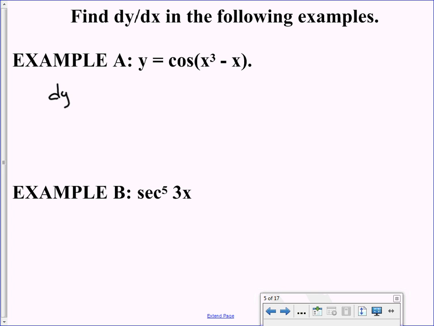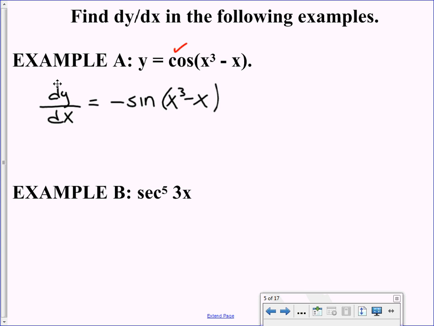So to take the derivative, you have to take the derivative of the outer function. The derivative of cosine of an angle is negative sine of the angle. The angle never changes, right? The derivative of cosine x is negative sine x. So the derivative of cosine of x cubed minus x, you start out by writing negative sine of x cubed minus x. So we just took the derivative of the outermost layer, the cosine.